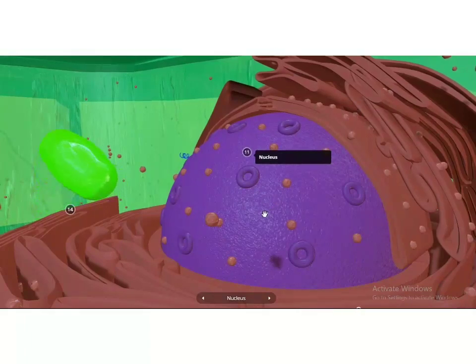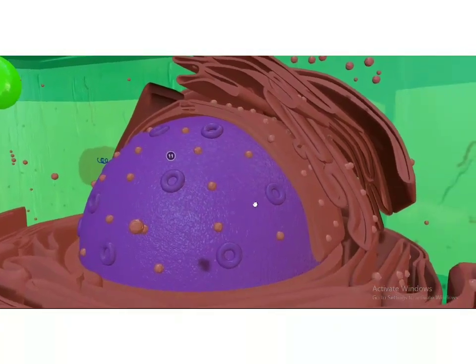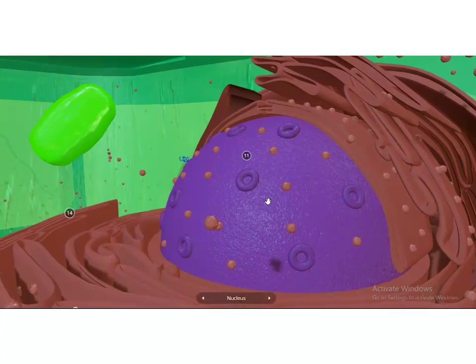And the most vital part of this nucleus is the nuclear reticulum or chromatin fibers. These nuclear reticulum or chromatin fibers are twisted, thread-like structures located inside this nucleus.